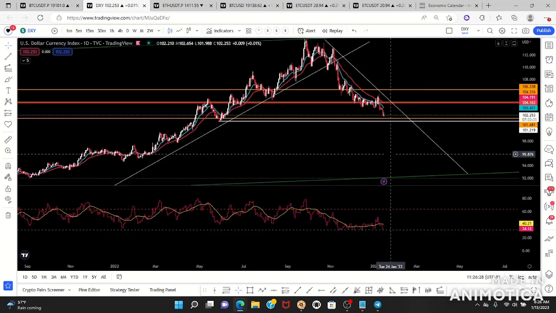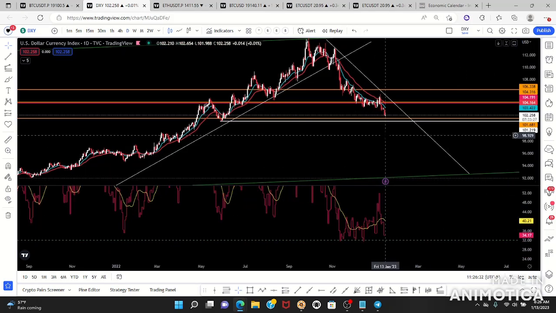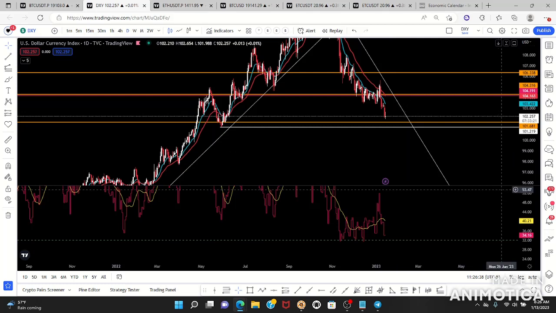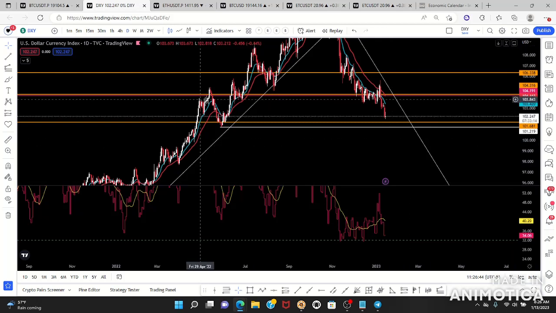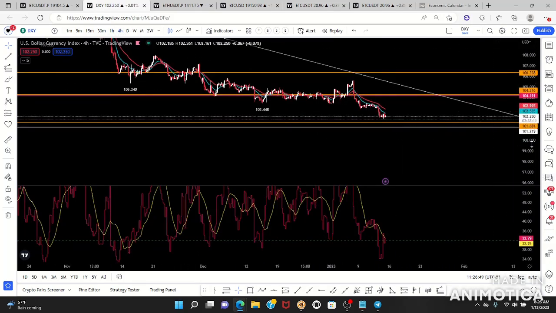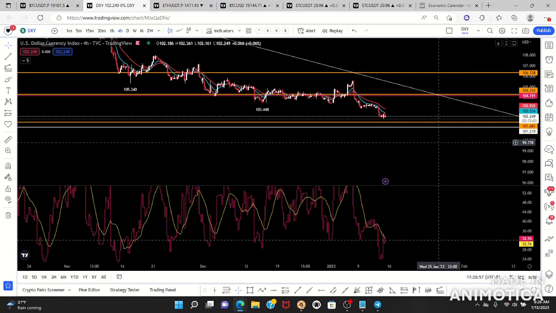So on the daily, it all depends where this wicks. If this wick stops here and it closes, we have 7 hours as a countdown for the next daily candle to close. Let's see, 4 hours. And if you don't know how to get your countdown for the candles to close, it's just down here, this wheel. You open it up and just mark the countdown to bar close.